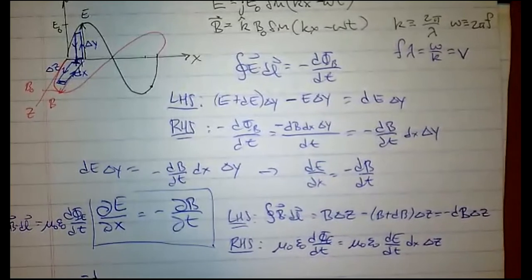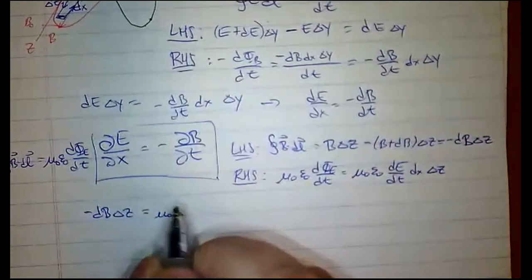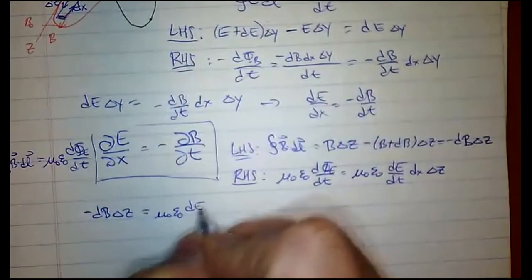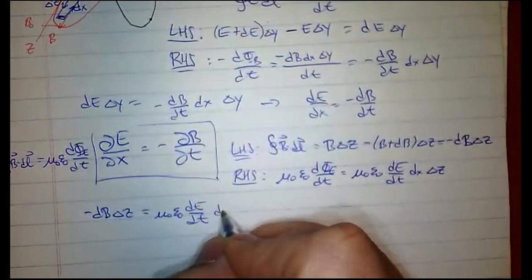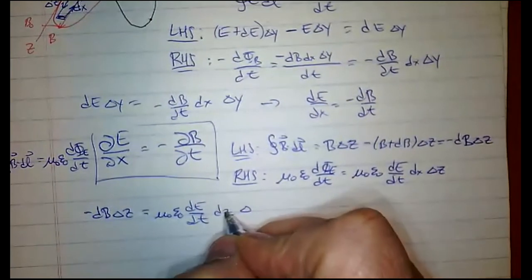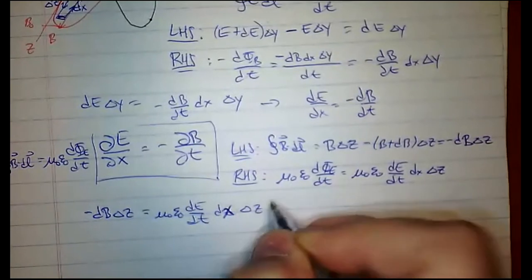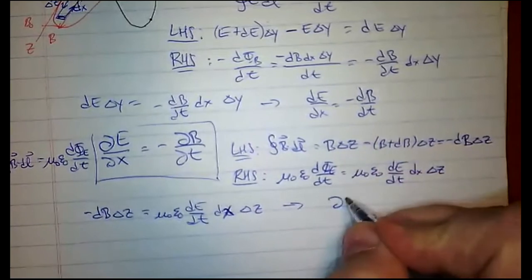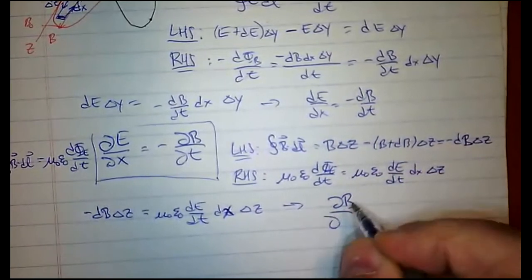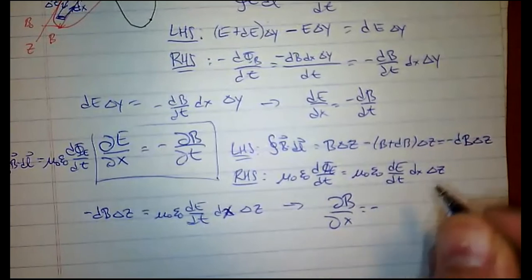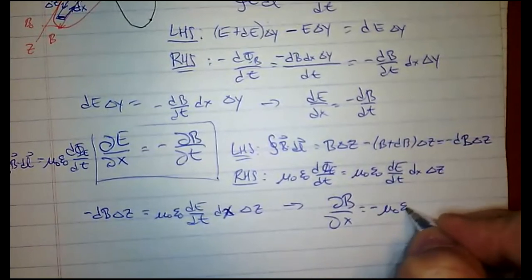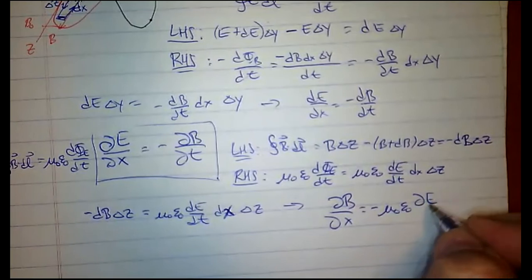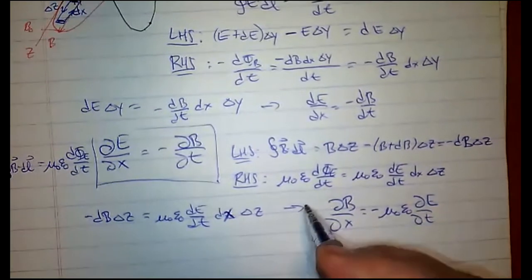We get negative dB delta z is equal to mu 0 epsilon 0 times dE dt dx delta z. Again, this is true for any delta z. So we end up getting the partial of B with respect to x is equal to the negative of mu 0 epsilon 0 partial of E with respect to t, for the same reasons we did before.